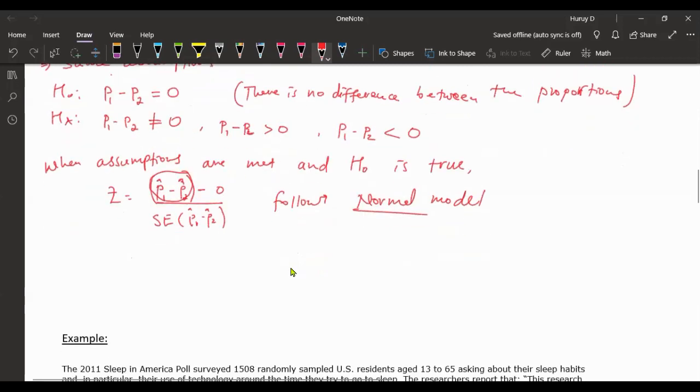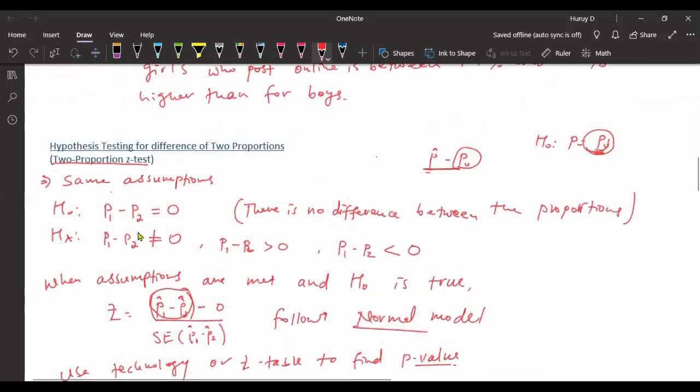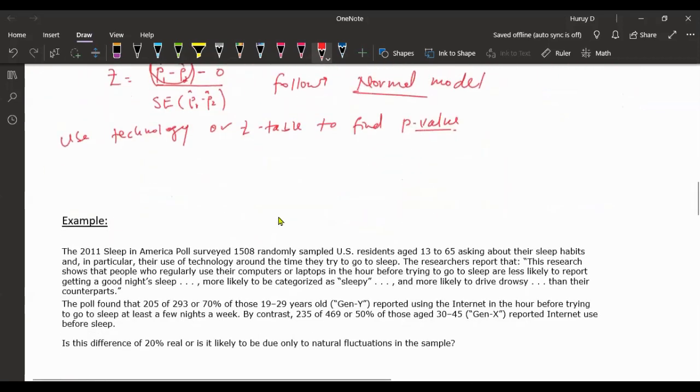Now we use technology or z-table to find the p-value. Okay, and we use the p-value to decide whether to reject or accept the null hypothesis. Okay, so let's look at this example.